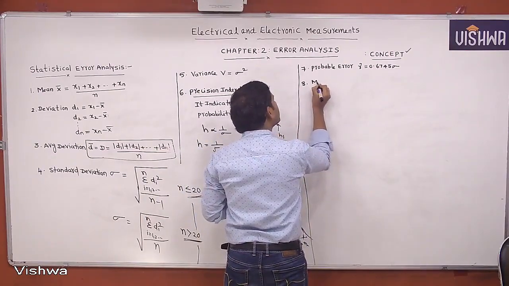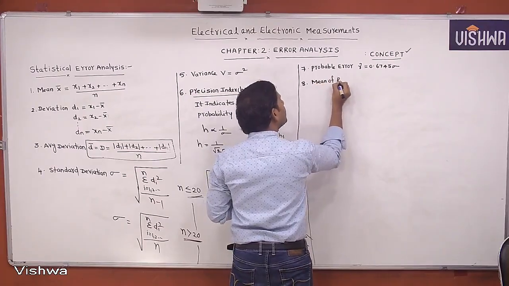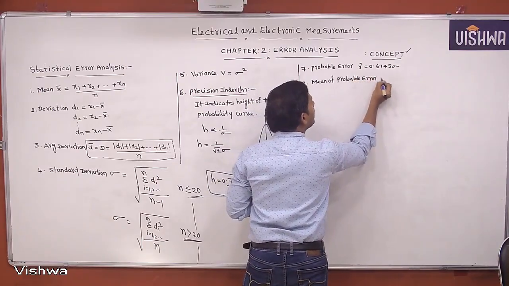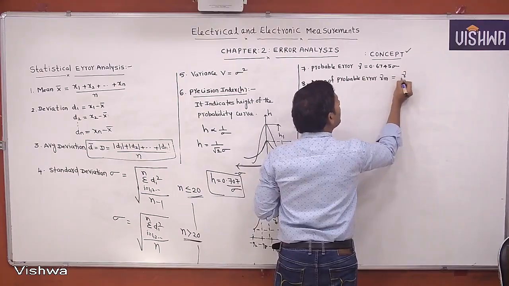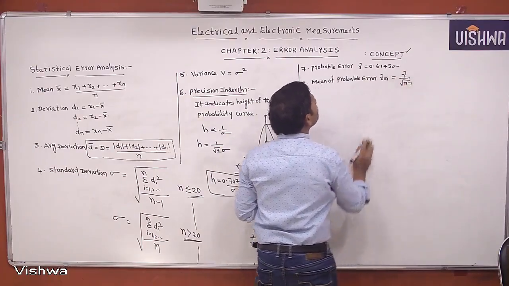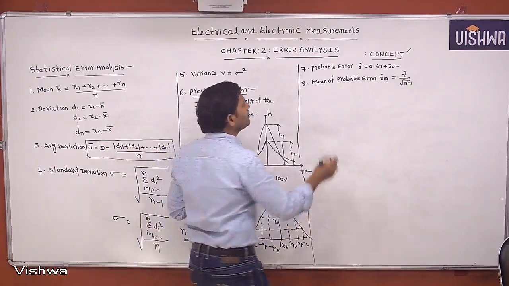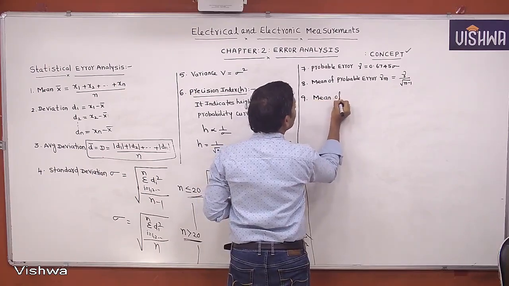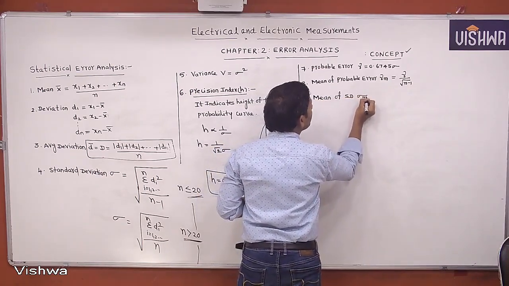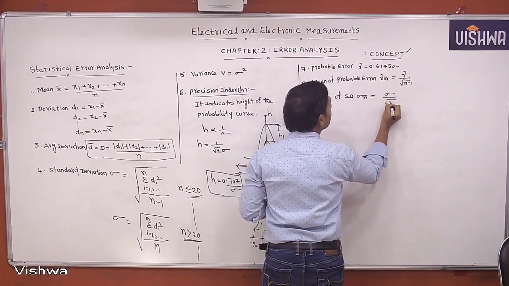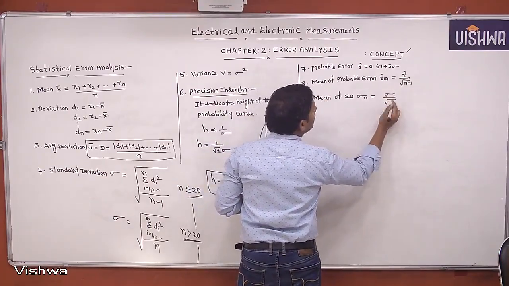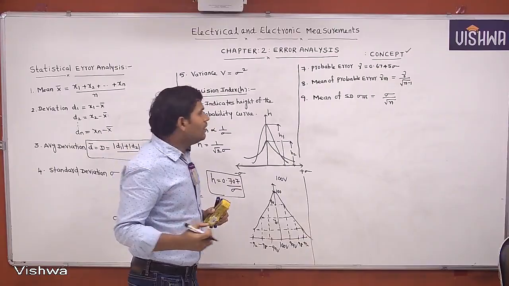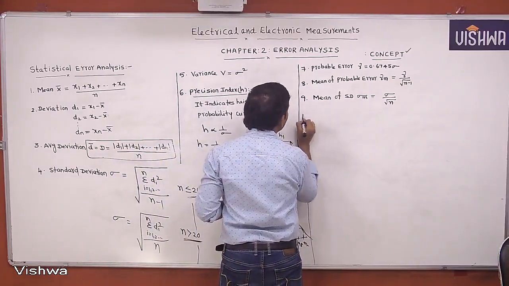Mean of probable error. Then how to calculate? Gamma m equal to gamma by square root of n minus 1. Next, mean of standard deviation. Sigma m equal to sigma by root n, where n is the number of readings taken. That is sigma m equal to sigma by root n.